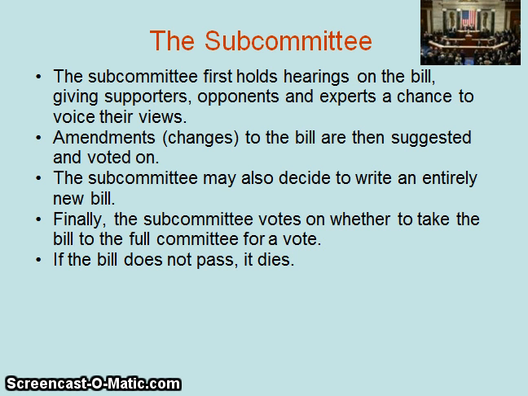Ultimately, the subcommittee, after holding hearings, making amendments, they can decide to write an entirely new bill. And then once they've constructed whatever bill they want or change the bill however they best see fit, then the subcommittee votes as to whether or not they should send the bill back to the full committee for consideration. This is one of the first of many opportunities for a piece of legislation in the national legislature to die. So if the subcommittee holds hearings, rewrites the bill, makes amendments, changes it, and then they don't vote to send it back to the full committee, the bill dies.